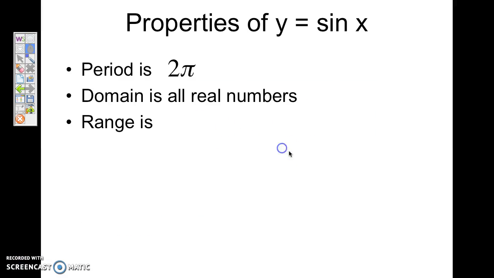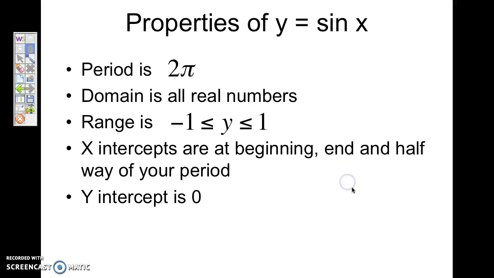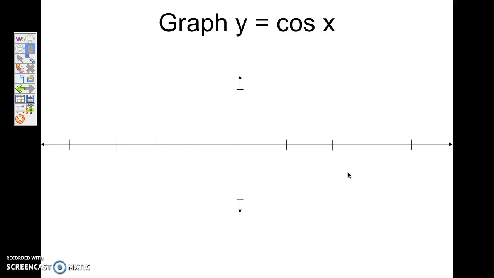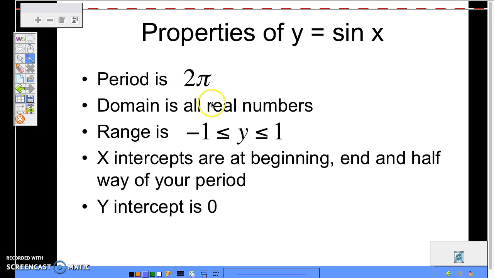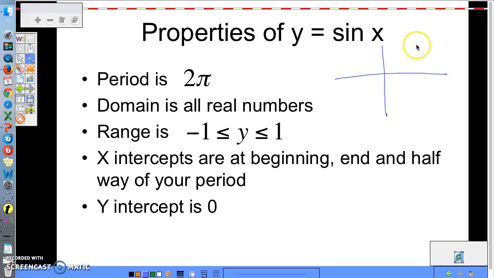So properties of this sine curve. The period is 2 pi. Well, that makes sense all the way around the circle. The domain is all real numbers, meaning we could have any angle and find the sine there. Our range, our high and low, is negative 1 to positive 1. Our x-intercepts are at the beginning, end, and halfway through your period, because our x-intercepts would be right here when the sine is 0, and our y-intercept is also 0.